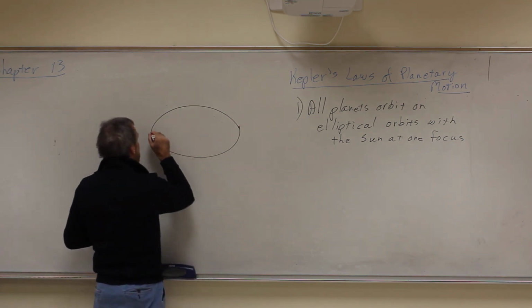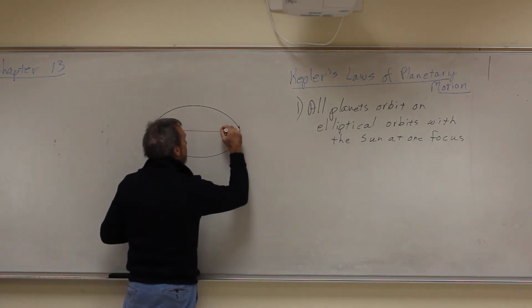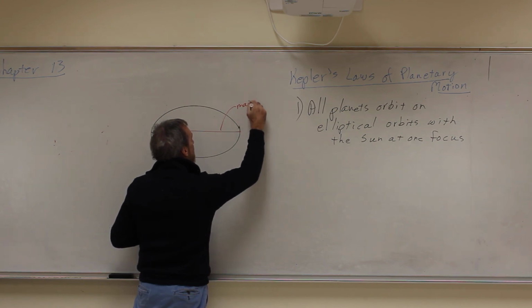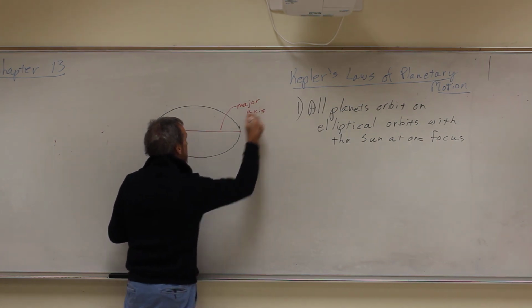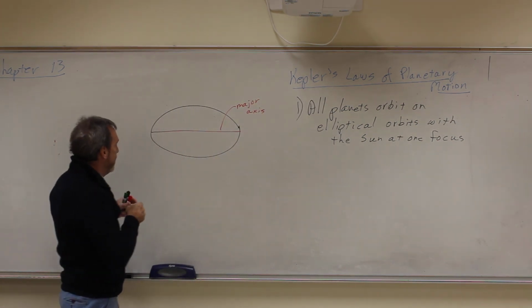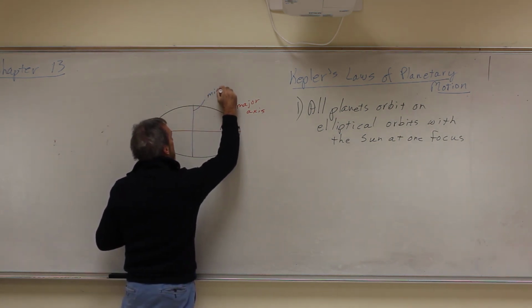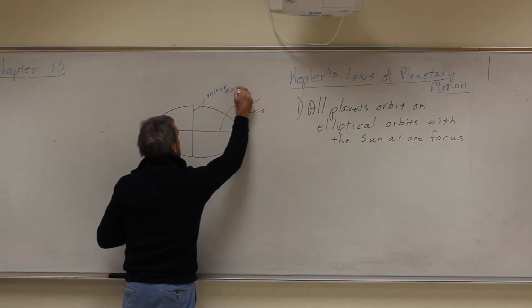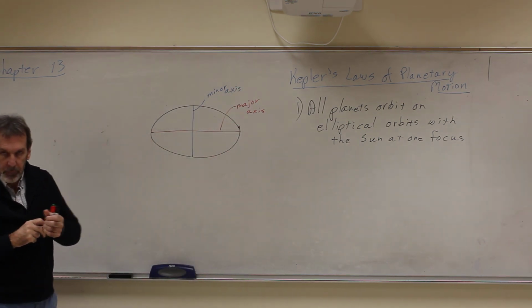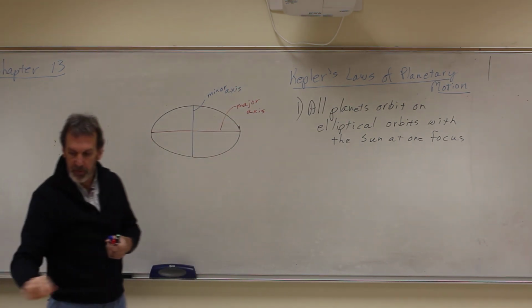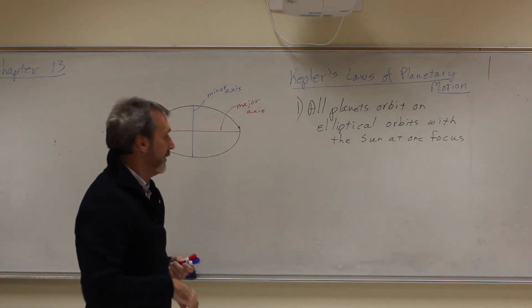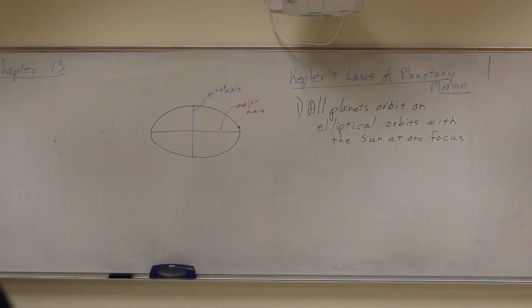But to define an ellipse, you have the long axis, which we call the major axis, and you have a shorter axis called the minor axis. And the definition of an ellipse says that, switch to video 2, I'm running out of time.